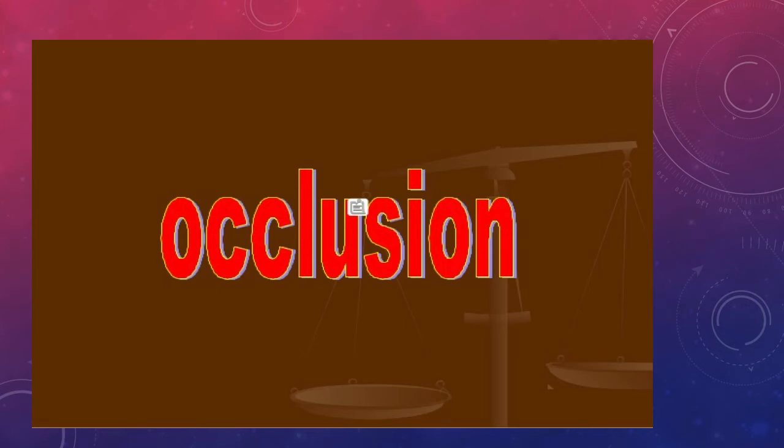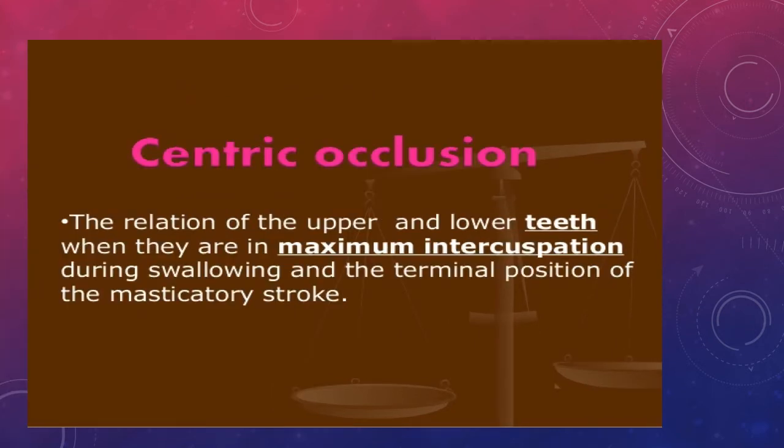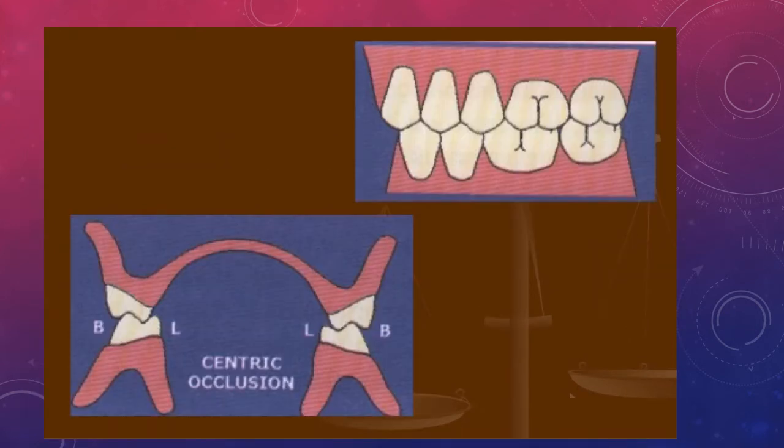Now I will talk about our next part, occlusion. What do we study in occlusion? It is the contact relationship of the upper and lower teeth during various activities of the mandible: mastication, swallowing, and speech. Centric occlusion: the relation of the upper and lower teeth when they are in maximum intercuspation during swallowing and at the terminal positions of the masticatory stroke. We can look at these photos.